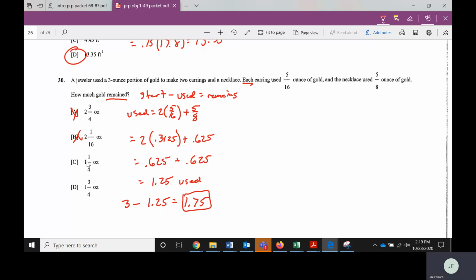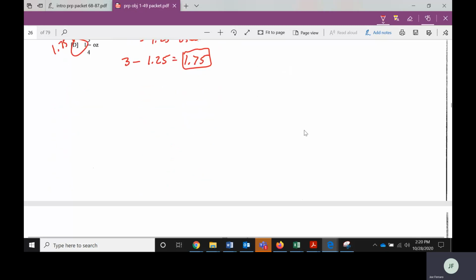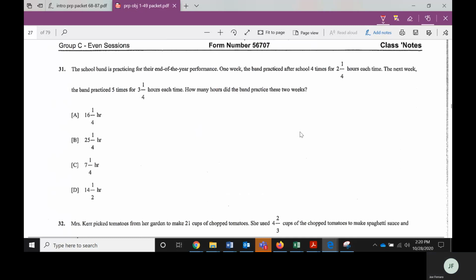Okay. And then, again, you might be able to just look at this and do this. 1.75. Yeah, it's going to be that one. If you didn't, you know this is going to have a whole number of 1. And then 1 divided by 4 is 0.25. This has a whole number of 1. 3 divided by 4 is 0.75. There's your answer. Okay. I think we're a few left here. So again, if this is getting a little long, hit pause, go take a break, come back. Okay.